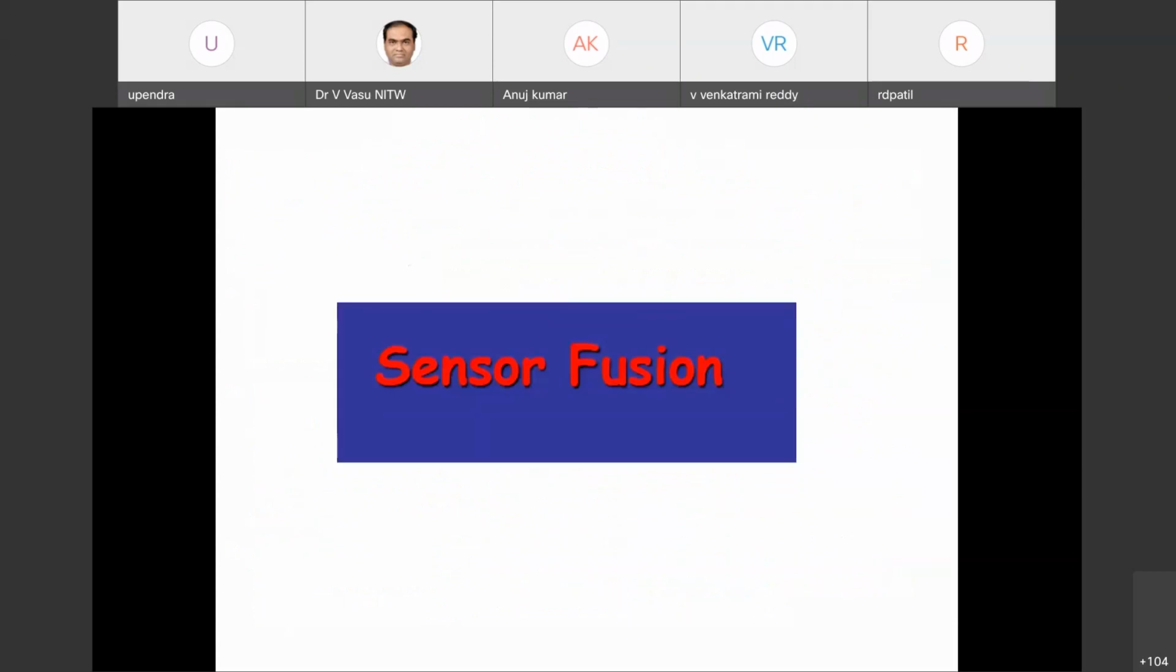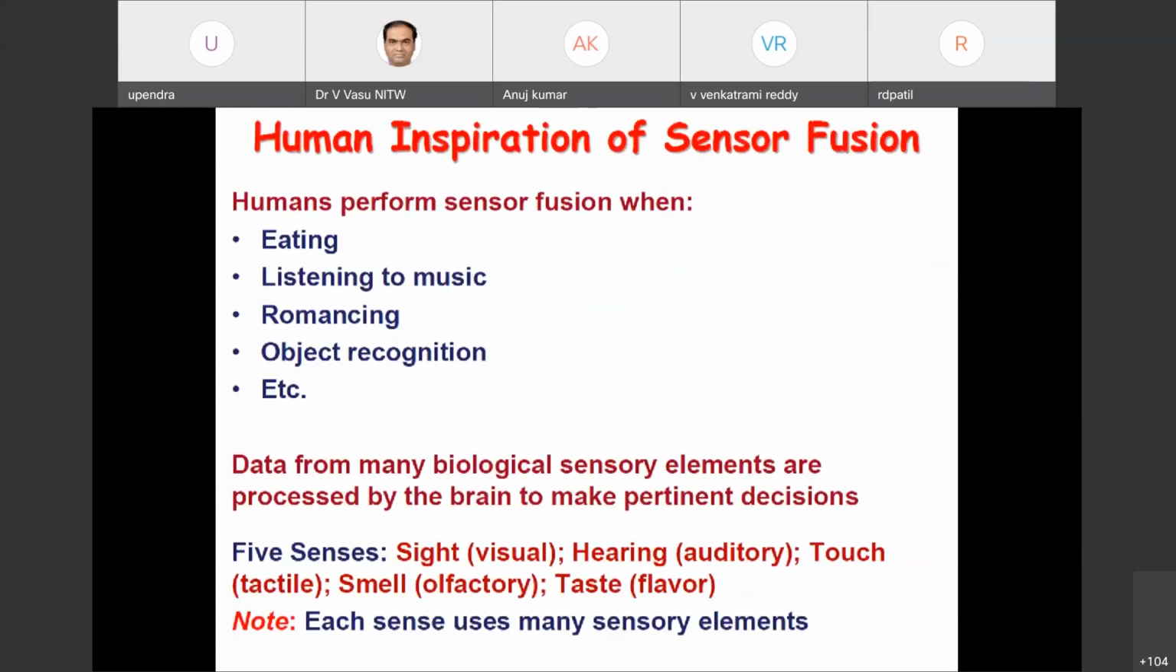Okay, so one important topic is called sensor fusion. How we can have different sensor fusion is one of the important areas of research occurring here. It is inspired by human beings. This sensor fusion is done when you are eating, listening to music, romance, and everything. So you can do all three things.